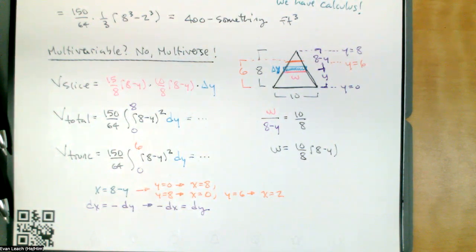Also, we have to change the endpoints. These are all y's in the second formulation. So when y is 0, x is 8. When y is 8, x is 0 because they go in opposite directions. And the one in the middle, when y is 6, x is equal to 2.